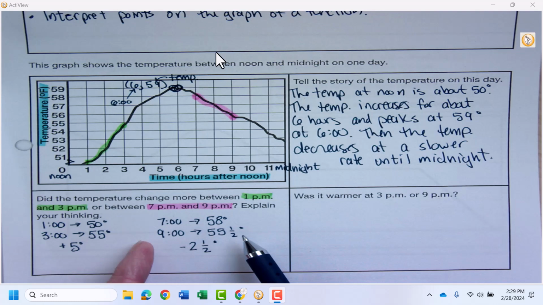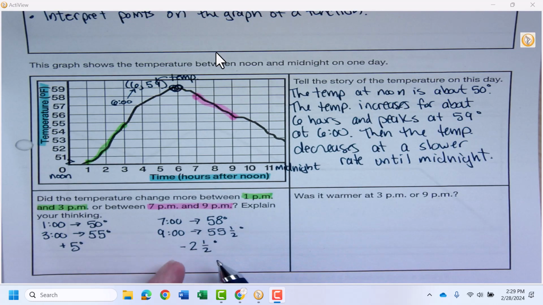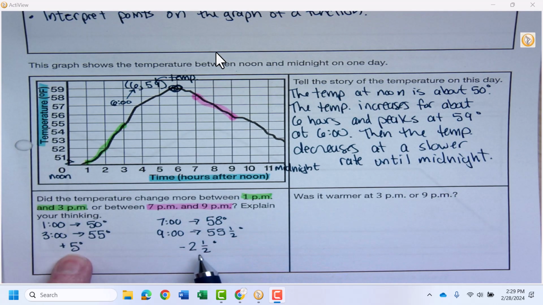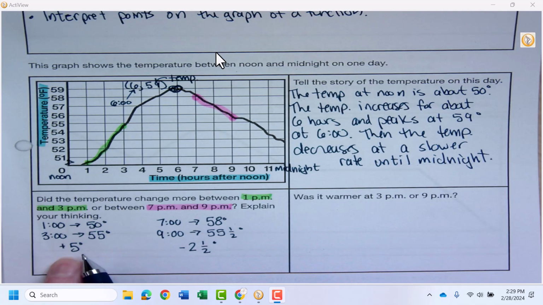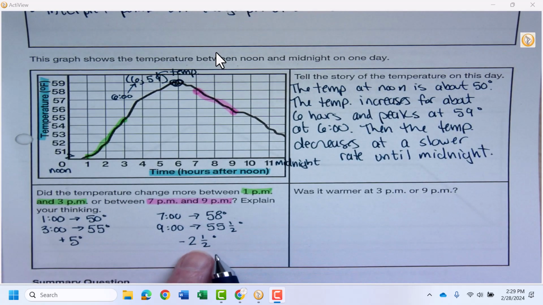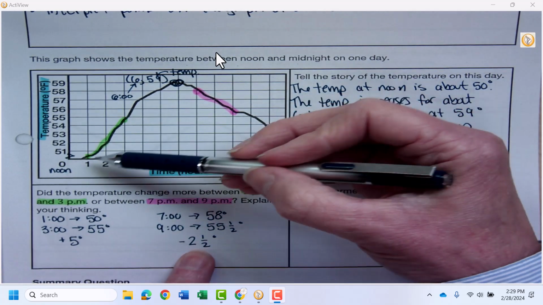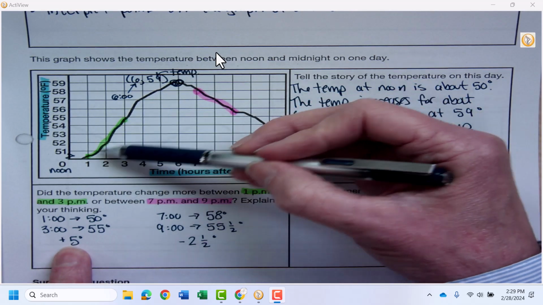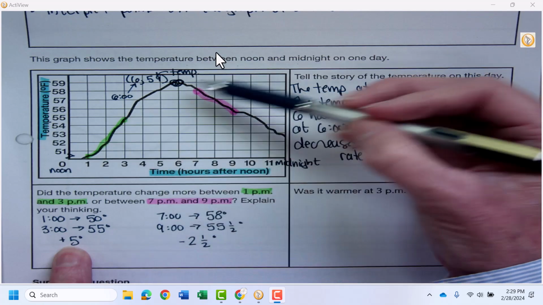So over that same 2 hours, the temperature didn't change as much as it did over these 2 hours. In fact, it changed about twice as much here than it did here. Here it changed 5 degrees, here it changed 2.5 degrees. And I can tell in the graph that there was a faster change as well, because this part is steeper than this part.